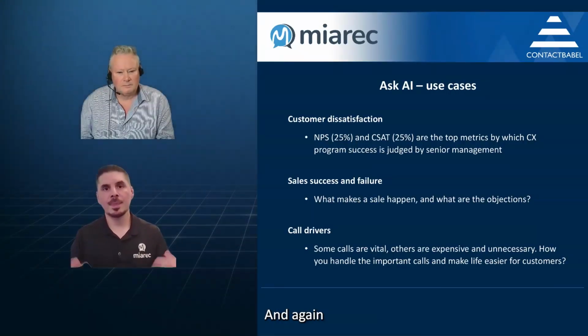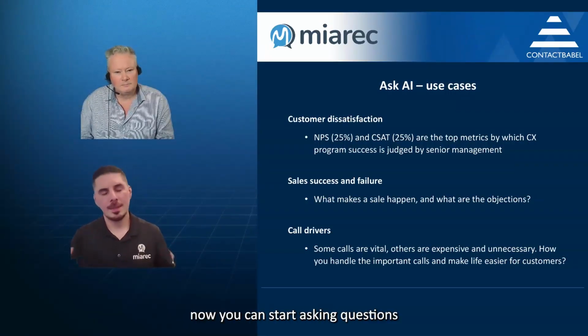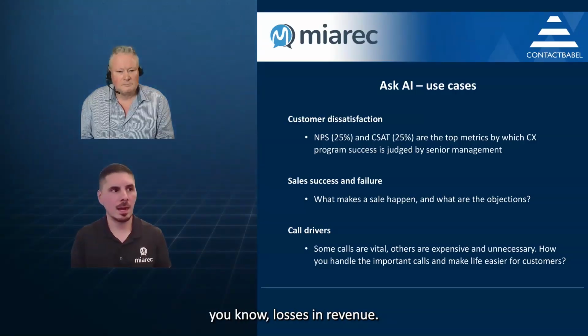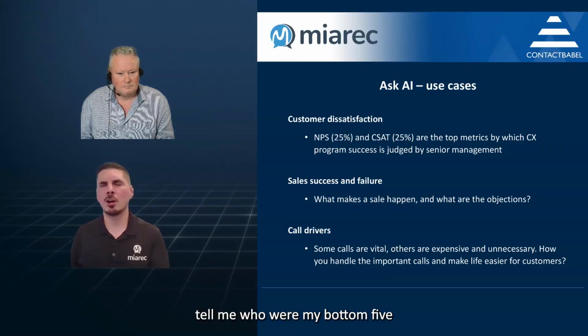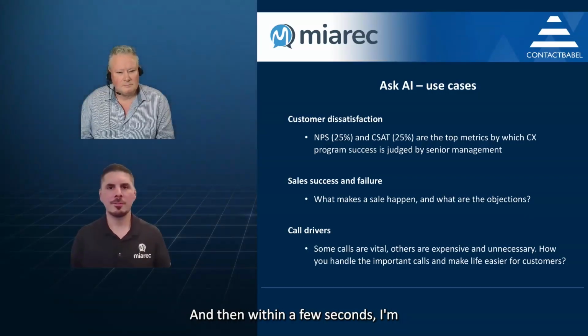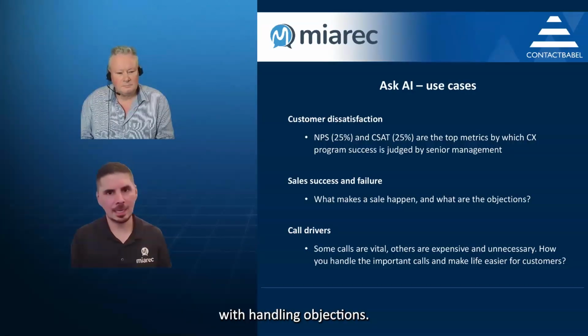And again, once the AI has scored those things on all of these different calls, now you can start asking questions to Ask AI about things that may cause losses in revenue. Like, I would ask, for example, tell me who are my bottom 5 agents at handling objections. And then within a few seconds, I'm going to have 5 names of my agents that are really struggling with handling objections.